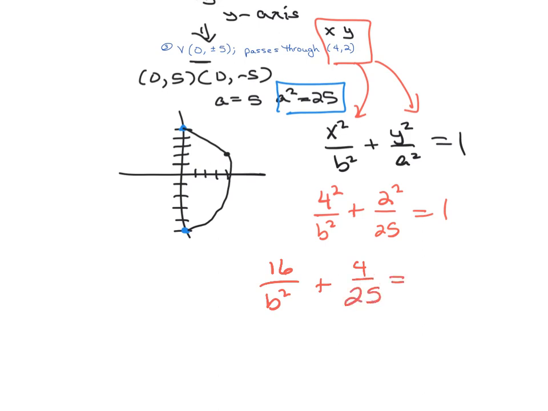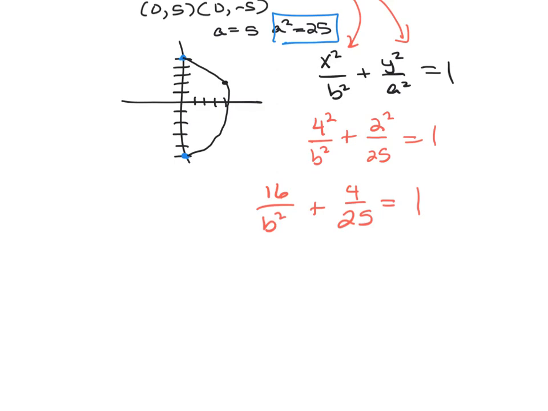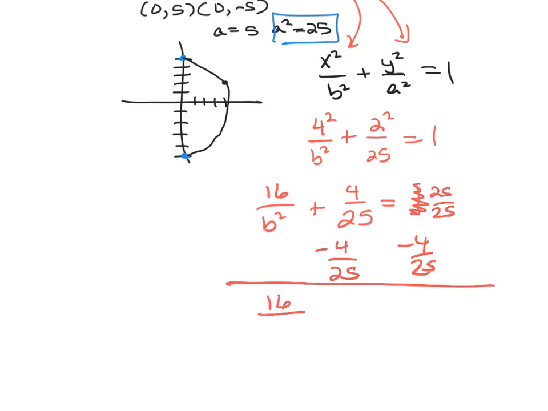I'm going to need to change my whole number 1 because I'm going to be subtracting 4/25. So let me just put the 1 there for now. So what I need to do is move the 4/25 to the other side. So I'm going to change the whole number 1 and I'm going to make it 25 over 25. So now I get 16 over b squared, and then 25 minus 4 is 21. And now I need to solve this.